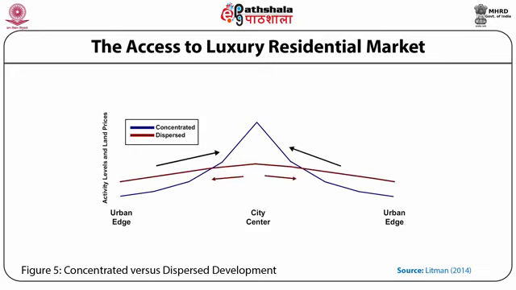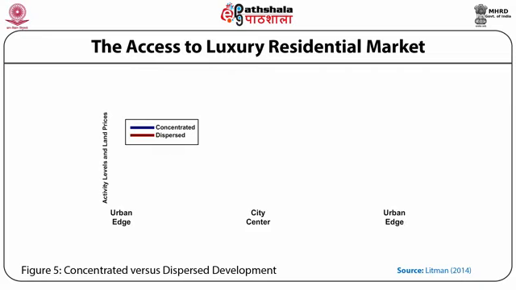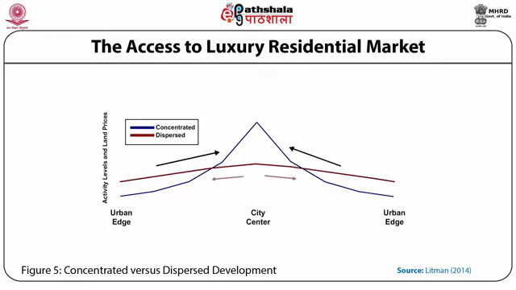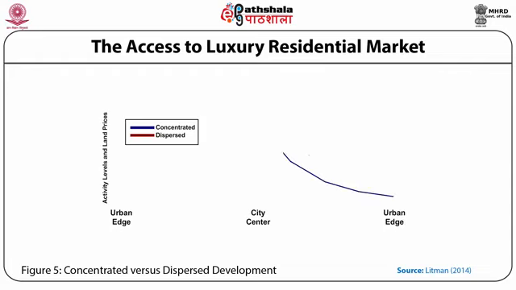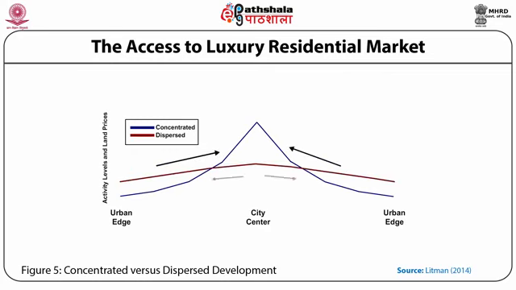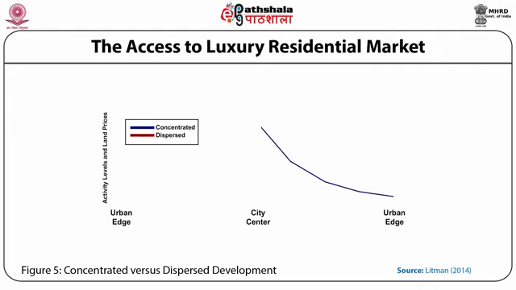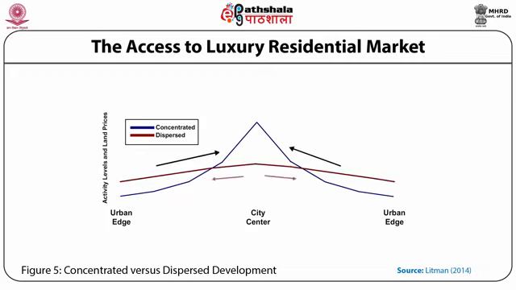This fact can also be observed from Figure 5. The figure shows that the forces of concentration, that is the blue line, lead to more economic activity and higher land price in the urban centers, while the forces of dispersion, that is the red line, lead to dispersal of economic activities to the urban edge. But the urban edges are less accessible for non-drivers and people with lower incomes.